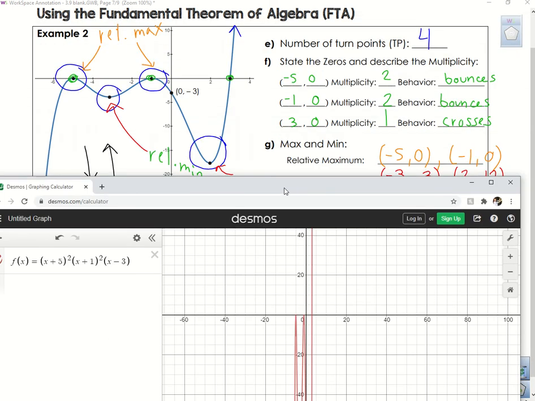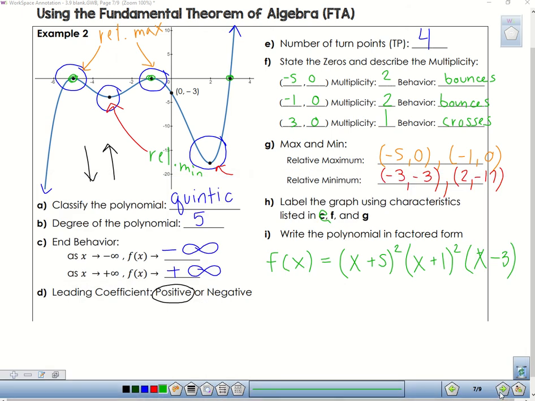You guys see the similarities there? It's just ours is more stretched out. So you can always check on Desmos to make sure it has all the same turning points. But obviously the magnitude and the stretch of it is going to be a little different on Desmos. You guys ready for the next one?